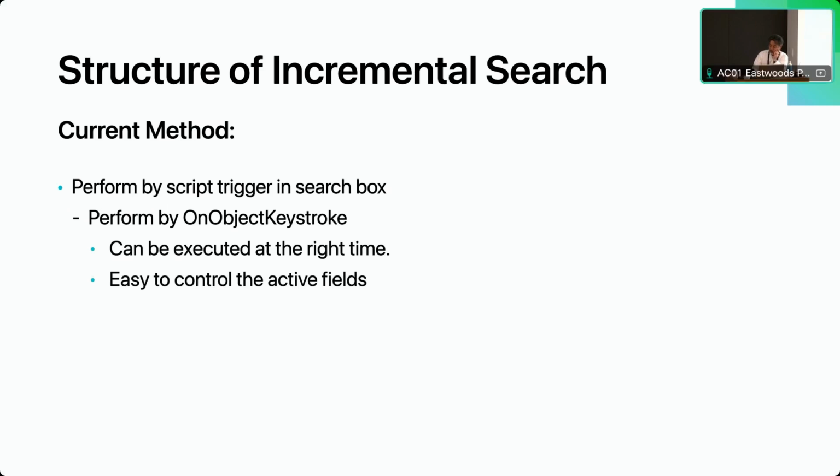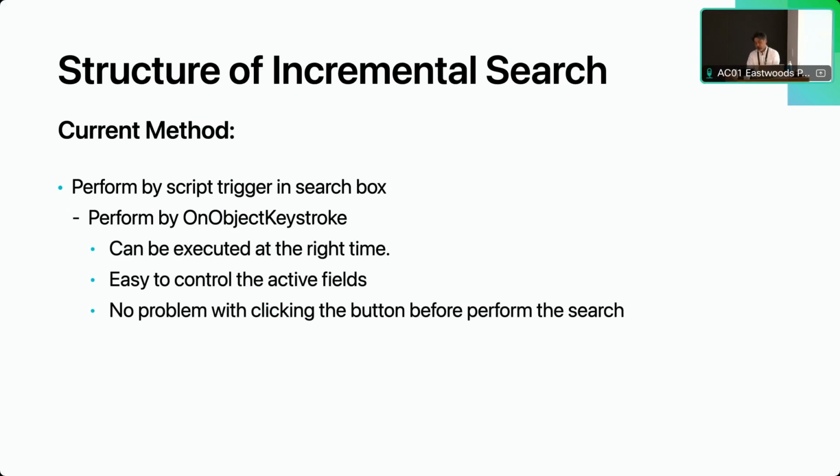OnObject keystroke is also a type of trigger that is kicked before the user's operation is reflected. So it is easy to control the active field in the same way as onObject save. And onObject keystroke only responds to key types, and only to key types that occur when the cursor is in that field. So even if a button is pressed while you are typing, it will not interrupt the script called by the button in the middle of the script.